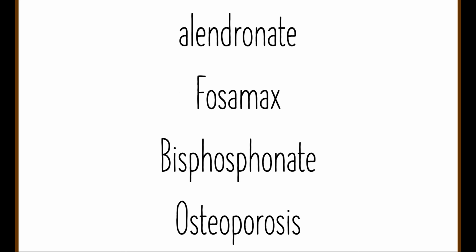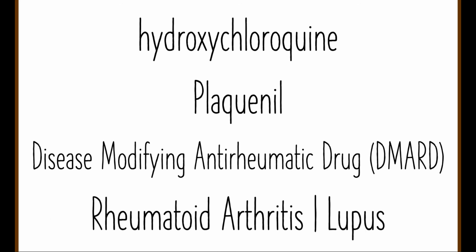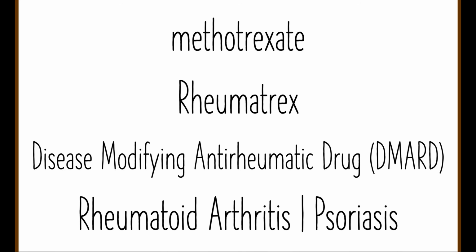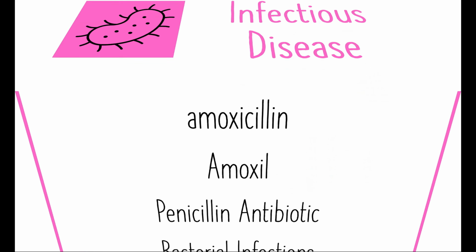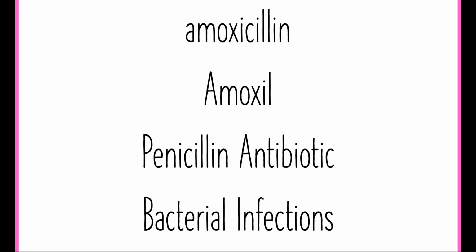Alendronate or Fosamax is a bisphosphonate for osteoporosis. Hydroxychloroquine or Plaquenil is a disease-modifying anti-rheumatic drug or DMARD for rheumatoid arthritis and lupus. Methotrexate or Rheumatrex is a DMARD for rheumatoid arthritis and psoriasis. Infectious disease drugs. Amoxicillin or Amoxil is a penicillin antibiotic for bacterial infections.